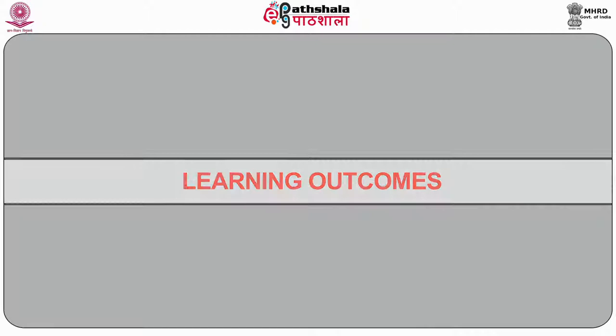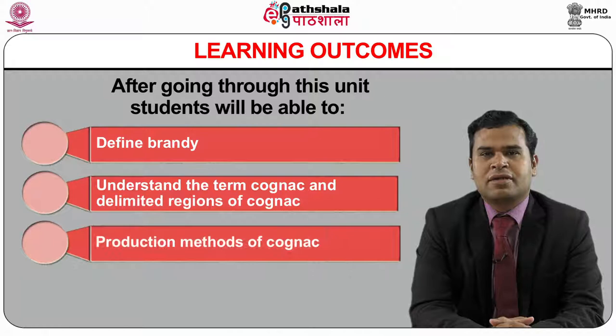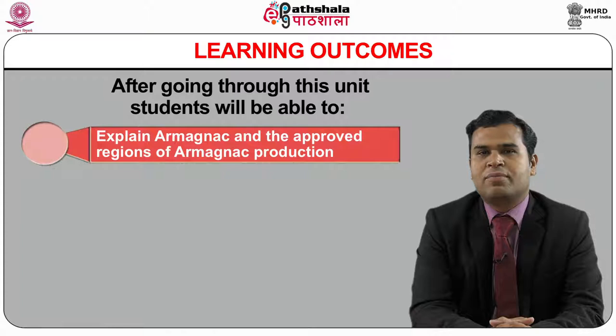After completing this module, the students will be able to define Brandy. They'll be able to understand the term cognac and delimited regions of cognac. They'll also learn production methods of cognac and identify the brands of cognac. They can explain Armagnac and the approved regions of Armagnac production. They can list the brands of Armagnac and the service of brandy.